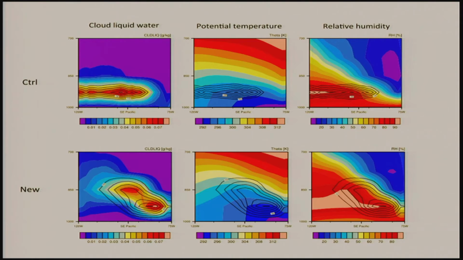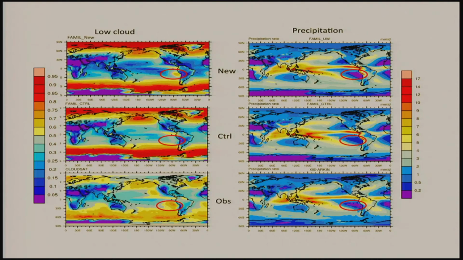This is a control run. It's from the previous version, and this is the new run we just did recently. You can see in the new version, the model succeeds in simulating this tilted structure. And if you look at the relative humidity in the previous version, they're not well mixed. But in the new version, below the boundary layer, they're well mixed. And if you look at the cloud in this new version, you see the marine stratocumulus cloud occurred, but in the control run it's missed. It shows some improvement, not only for low cloud, but also for precipitation.